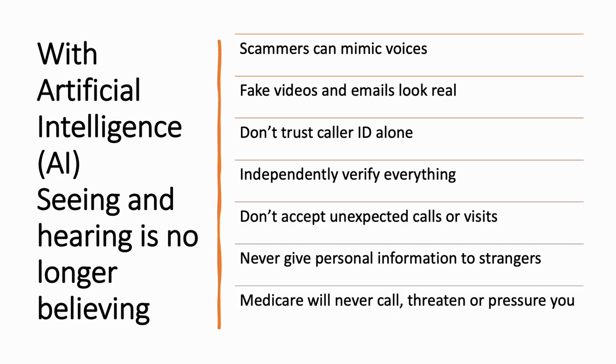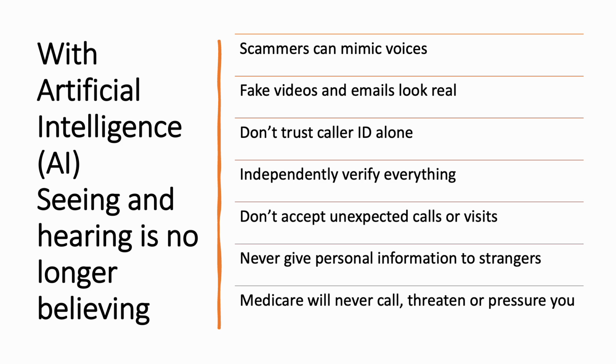We've added this slide about artificial intelligence because it's kind of become a big deal, and it's a scammer thing, being able to use AI. So really, seeing and hearing is no longer believing. That's what we want you to know, because they can mimic people's voices, they can fake videos, they can make the emails look real. You're going to need to independently verify everything.